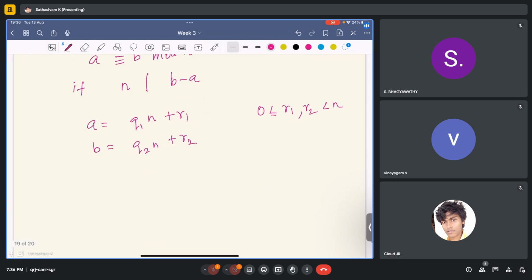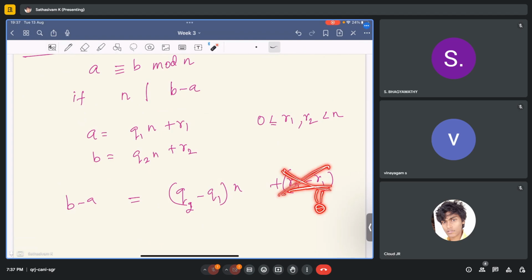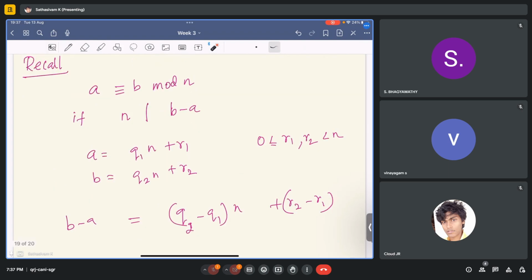But if you look at b minus a, you have (q2 minus q1) times n plus r2 minus r1. If the remainders are the same, then this goes away, and there is an n term here. This n will divide b minus a. That is what we are trying to say. So we say a is congruent to b mod n if, when you write it like this, the remainders are the same.